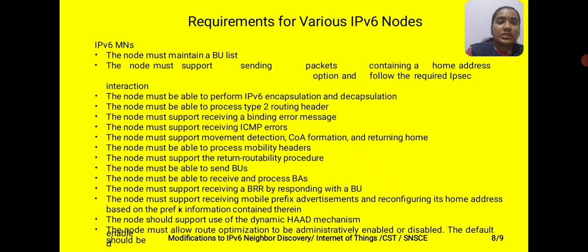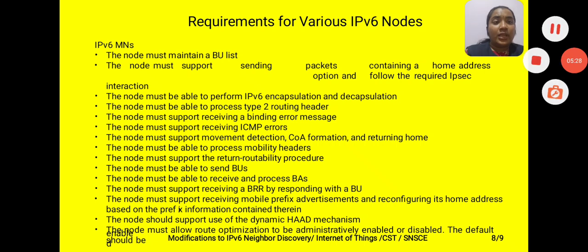It must be able to process the type 2 routing header, support receiving binding error messages, support receiving ICMP errors, support movement detection, CoA formation and returning home, be able to process the mobility header, support the return routability procedure, be able to send BUs, be able to receive and process BAs, support receiving BRR by responding with a BU, and support receiving mobility prefix advertisements and reconfiguration of the home address based on the information that is maintained. Node should use dynamic HAAD messaging.